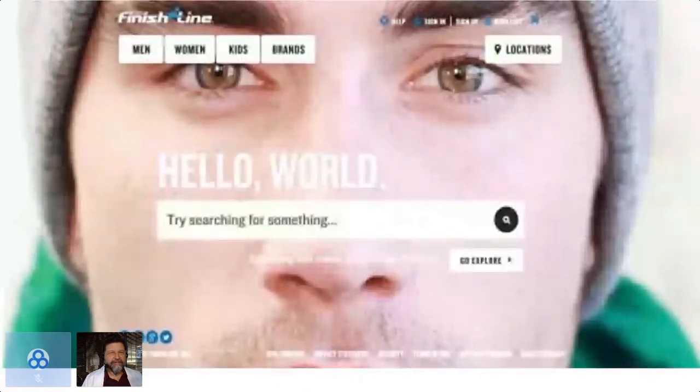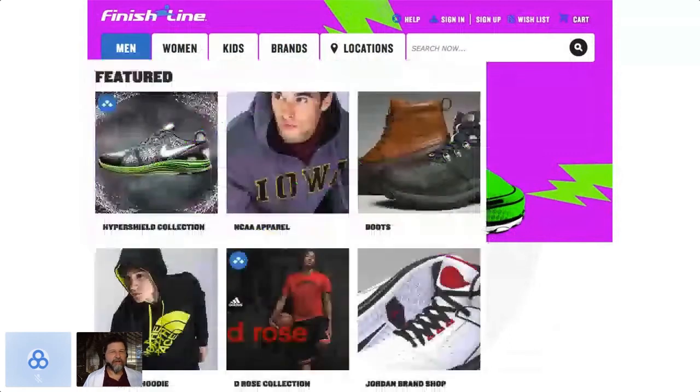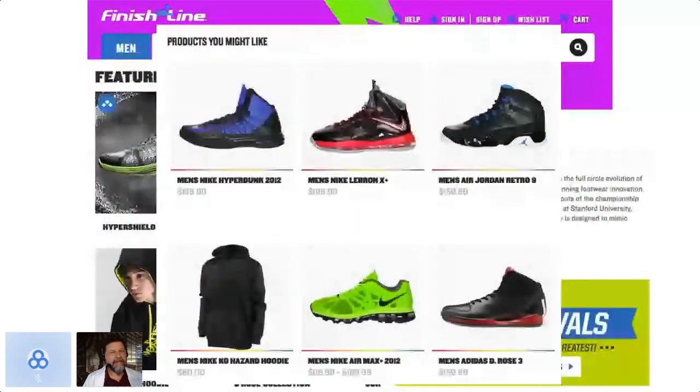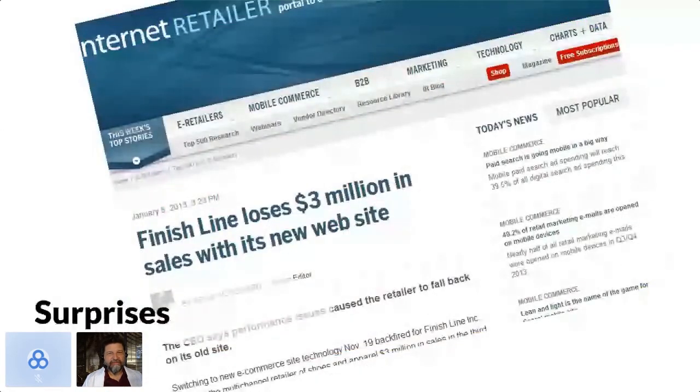Can you hear the excitement of the agency and the executives? A real complete branding, stylized images, high quality photos, content coming in from the blog, minimalistic category pages, just a beautiful, beautiful site. Well, it didn't take long for them to realize that this was not what their visitors wanted. Within a few weeks, they had lost $3 million through lowered conversion rates.